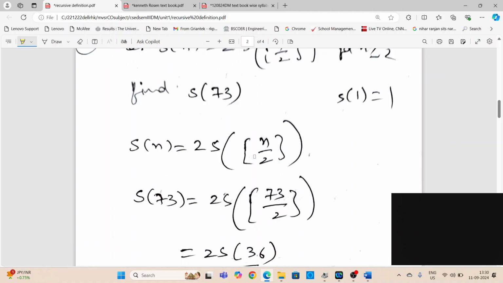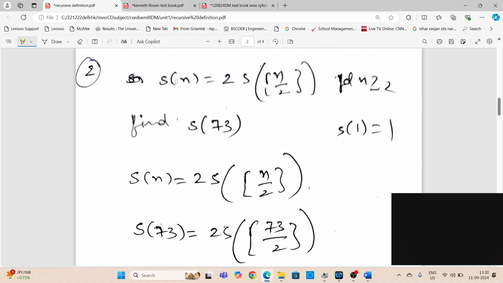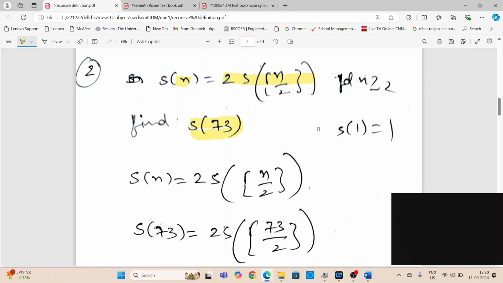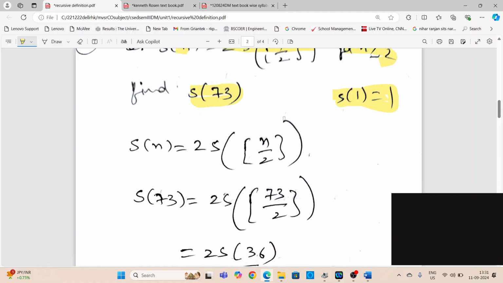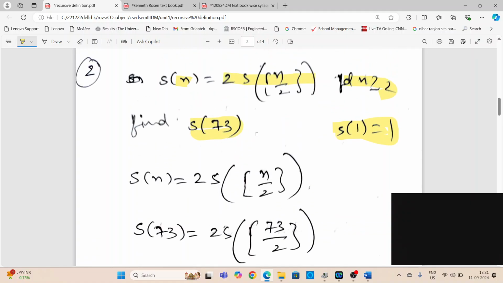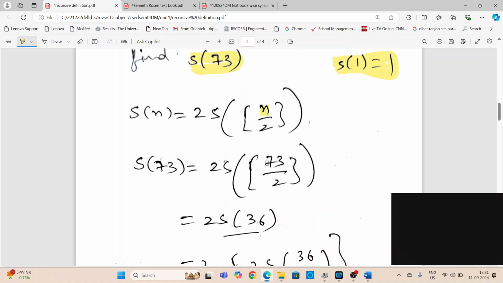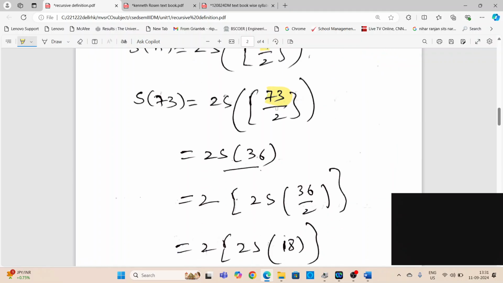Let us take one more example. We have the expression given as s of n equal to 2s of n divided by 2. Here we have to find the value of s of 73, and s of 1 is given to be equal to 1. And n is greater than or equal to 2. So s of n will be equal to 2s of n by 2, and I know the value of n here. What is the value of n here? 73. So 73 by 2 is 36.5, but I am taking the lower integer value as 36.